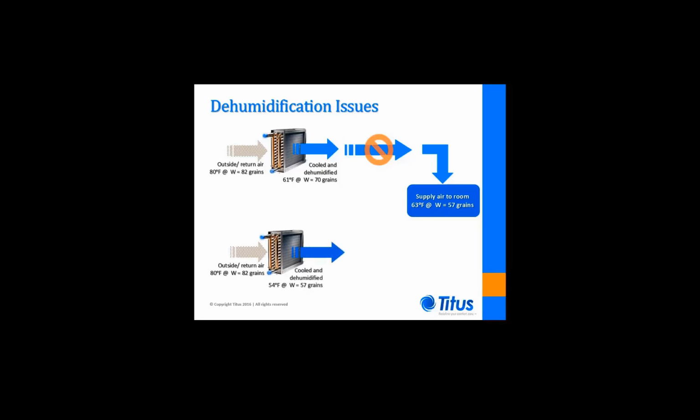In order to adequately dehumidify the supply air, the outside recirculated air mixture must be conditioned to saturation at about 54 degrees Fahrenheit, then reheated to its desired delivery temperature. Depending on how it's accomplished, this reheat requirement can significantly increase the energy use of the HVAC system.